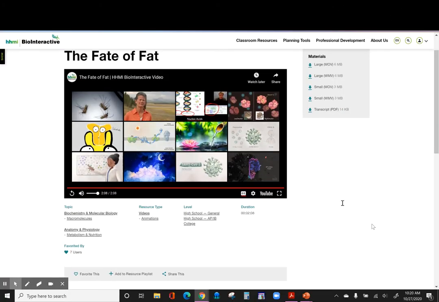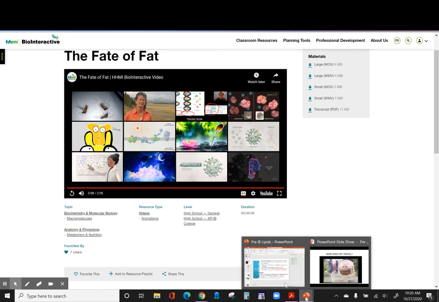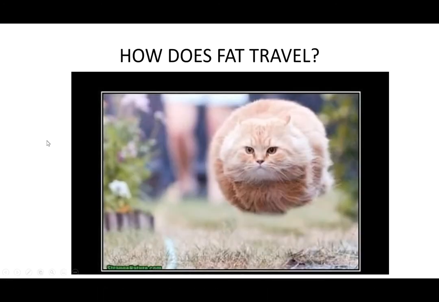Okay, so that's how fat actually travels through the body. It can be sent to muscles for storage and use, or it can be sent to adipose tissue, which is like fat. So like belly fat or arm fat or whatever, fat.